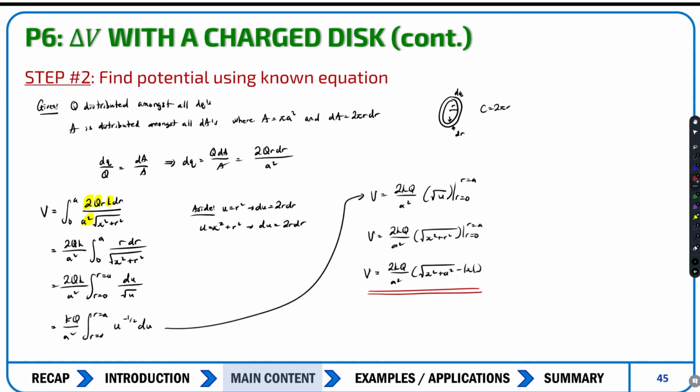So finding the potential with a charged disk, it can come in different ways. I tried to use a shortcut to save some time. You don't have to use the shortcut, and you can use first principles as well.